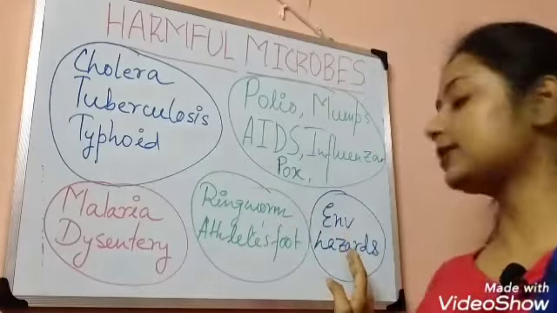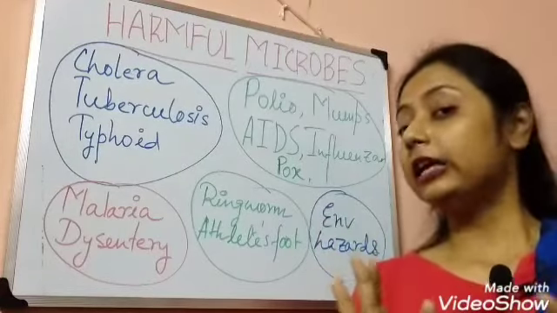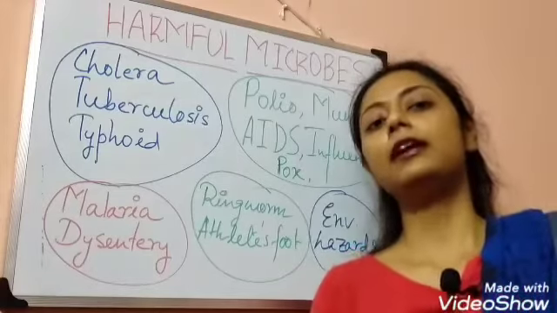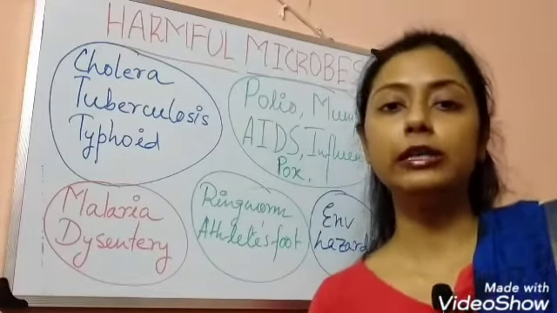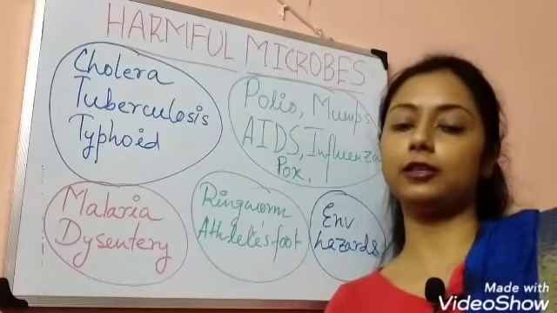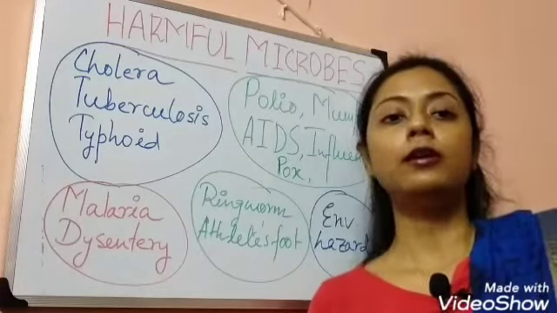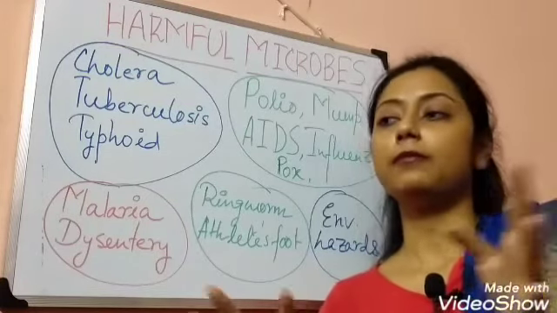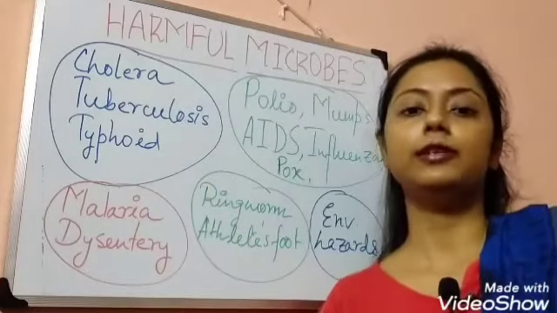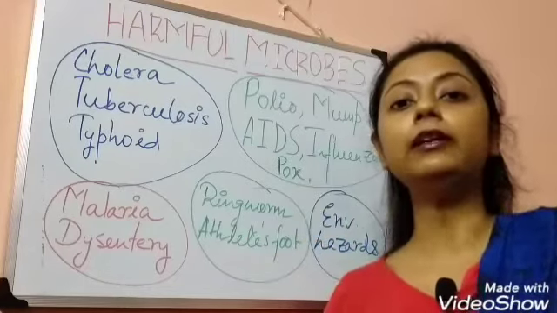And the last one is environmental hazards. The algae group is left here. Algae do not cause any kind of human body disease. Algae generally cause environmental hazards by overgrowth on water bodies, on some buildings, brick walls, etc. So they cannot cause diseases in a human body, but they cause environmental hazards.